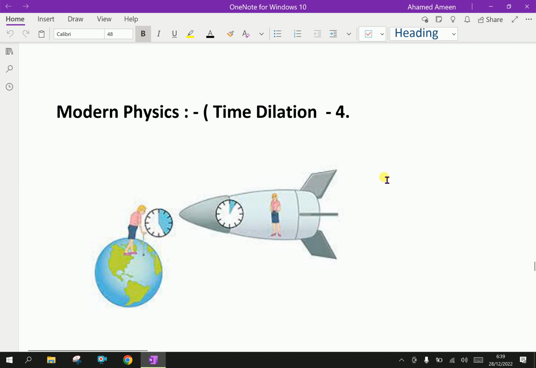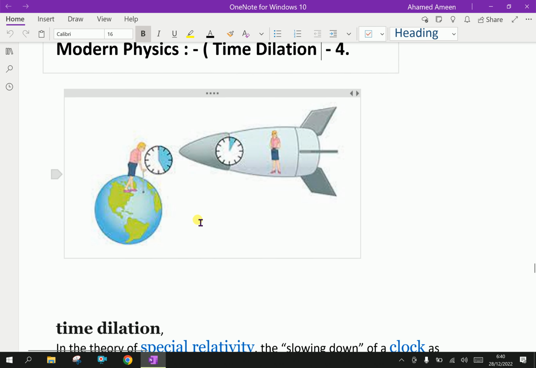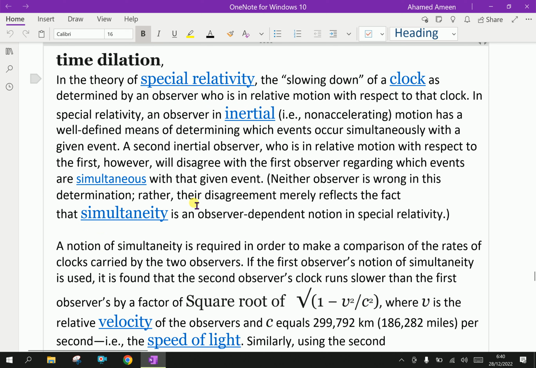Welcome to aminacademy.com. In modern physics, let us discuss time dilation. A moving clock ticks more slowly than a clock at rest. We will discuss time dilation in a little detail.